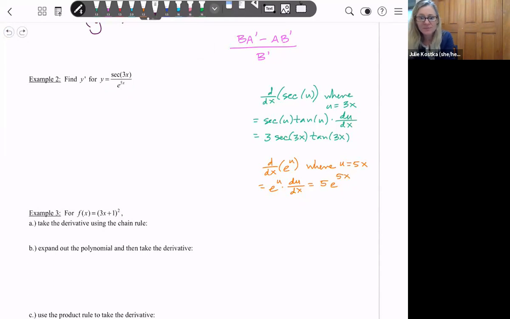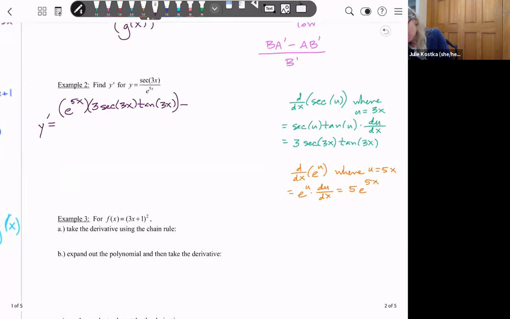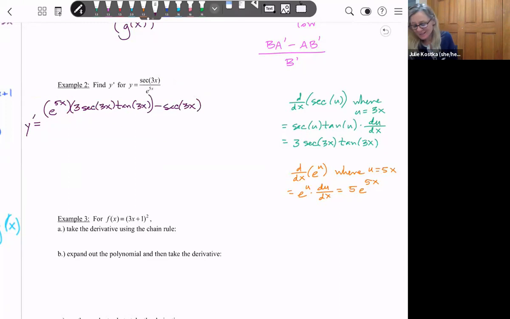All right, let's put this all together. Good job, Ethan. So here we go. y prime equals the low, so e to the 5x, times d high, which is 3 secant of 3x, tangent of 3x, minus high, which is secant of 3x, times d low, which is 5e to the 5x, over, and that was an awful line, over e to the 5x squared.